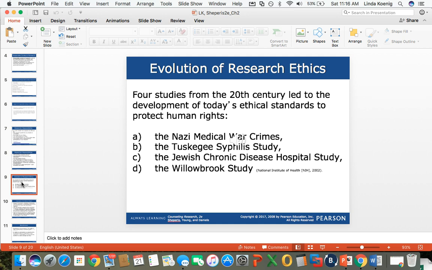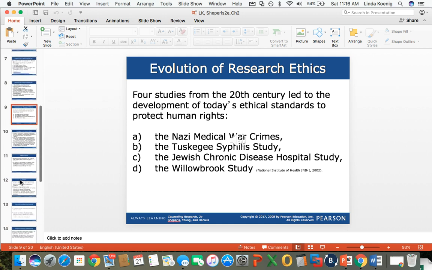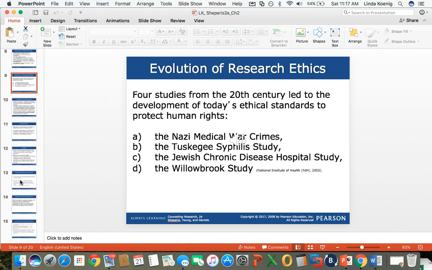You can read about this in your book, but you're also going to get some good information on it when you do the NIH certificate. So I'm not going to go into detail on this. Just know that the reason why we have the rules we have today is because a lot of people got hurt, and some of them got hurt very badly.